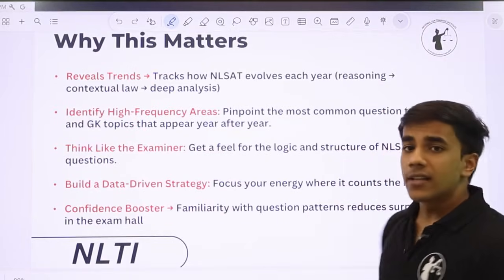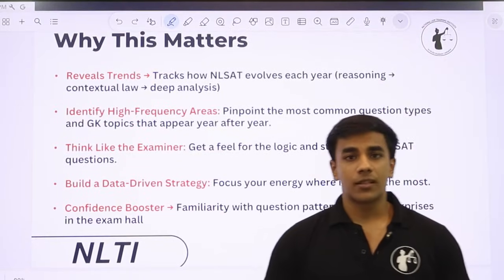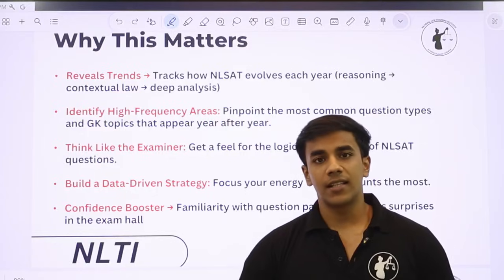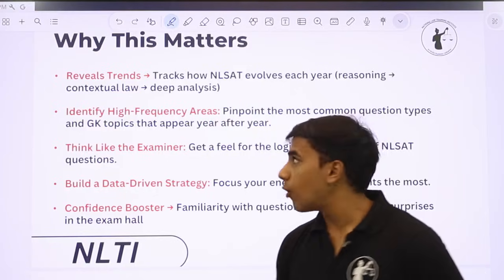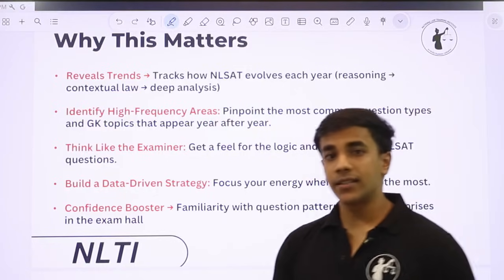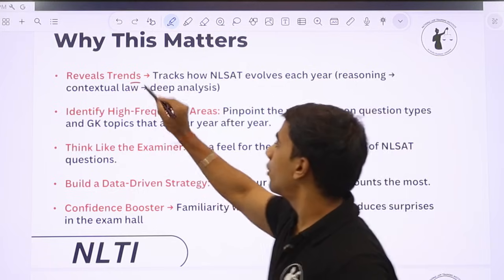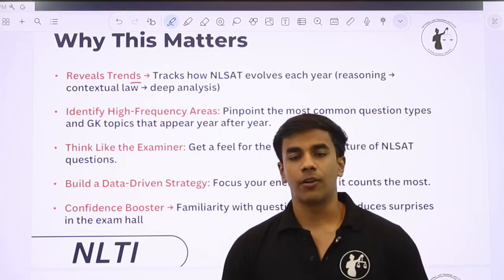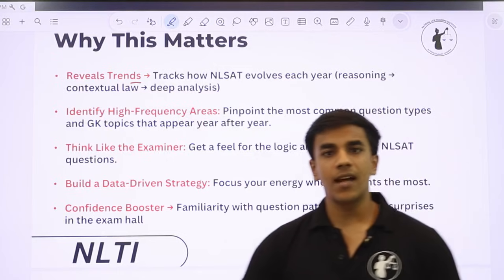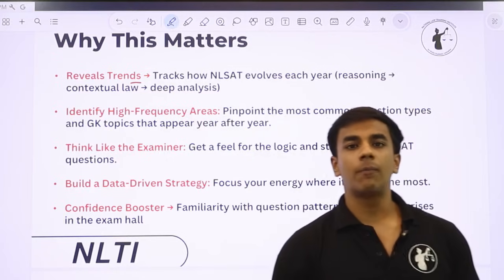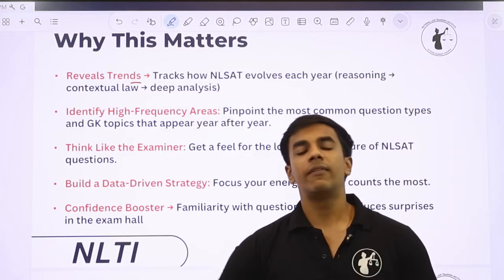So why even does this matter? Why do we need to discuss or decode NLSAT previous year papers at all? There are 3 to 4 important things that we have mentioned here. It reveals trends. It's very important to know what you are signing up for. If you just go to the NLSAT exam center without knowing what the paper has asked in the previous years, you will be very clueless.